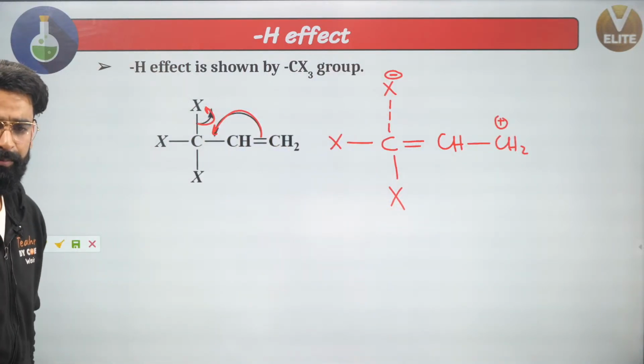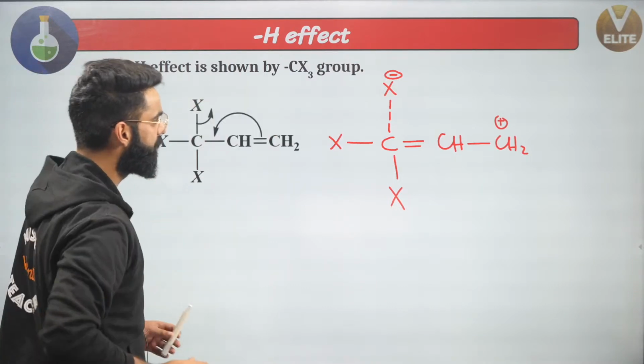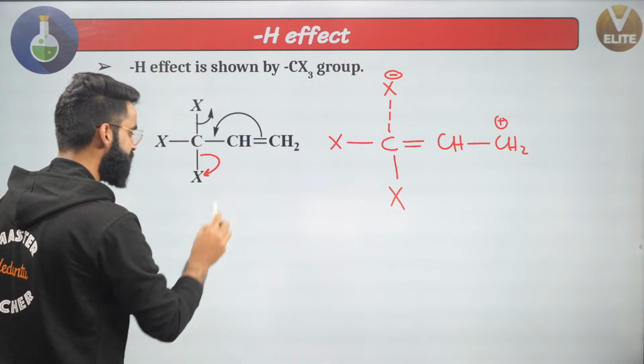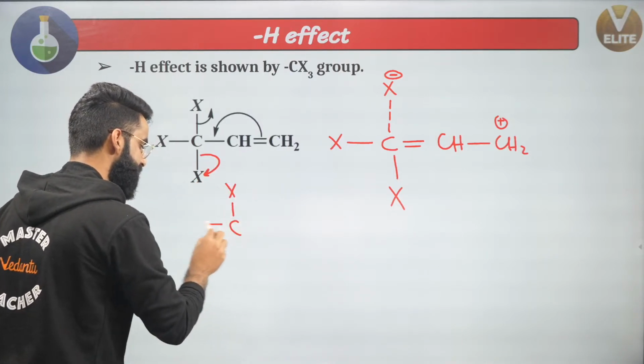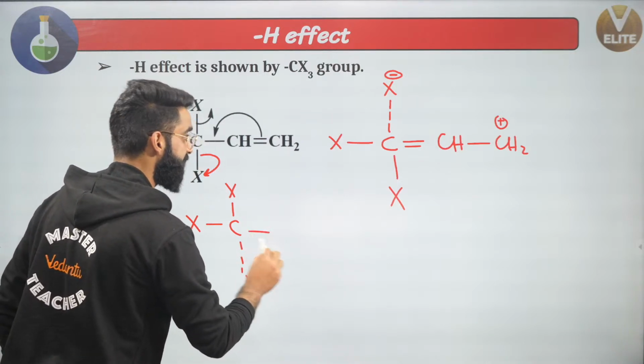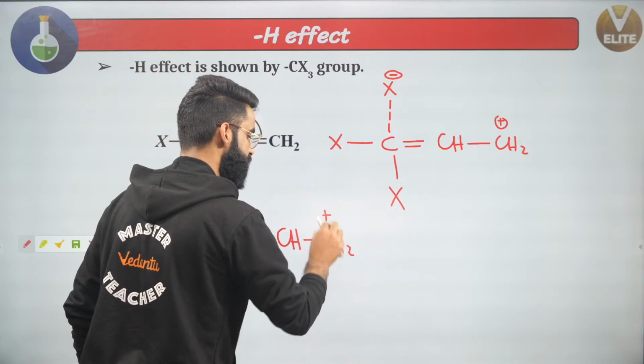Now what about the other hyperconjugated structures right here? Understand what I'm going to do. Right here, see, one more is going to be like this. Break this bond in this direction. So it's going to be like this. This is X, and this is X with a negative charge. Right here, you'll place a double bond, and it's going to be CH, single bond. This is going to be CH2 with a positive charge right here.